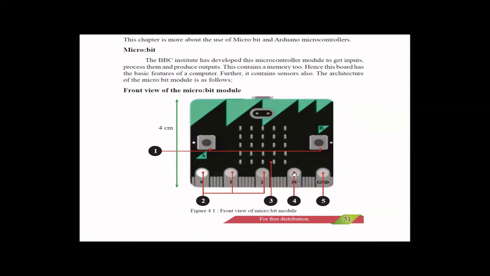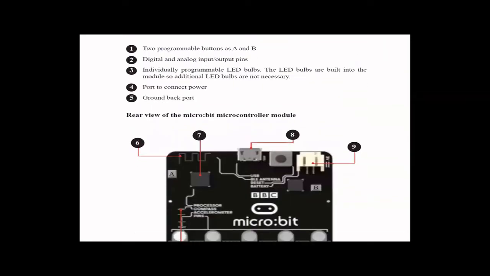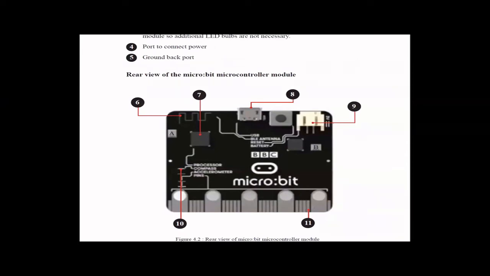And then you have the fourth one, the port to connect for the power. And then you have the ground port. So then we'll go and check the rear view, right? So sixth, here you have the Bluetooth smart antenna. So you can use this to connect to Bluetooth and transmit radio waves as well, right? And then seventh means the central processing unit, right? And eighth one, this is the micro USB port.